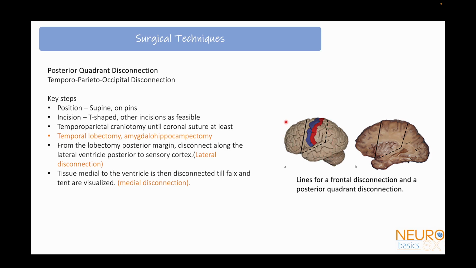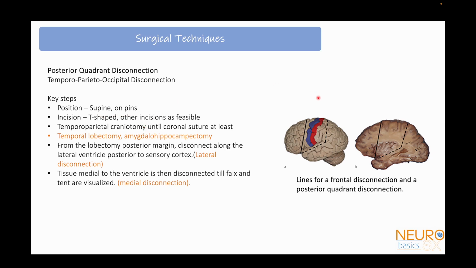In this image, you can see the lines to follow for a frontal disconnection. As you can see, it would be anterior to the motor cortex, and this is the line to follow for a posterior disconnection. It is posterior to the entire motor sensory strip. For these patients, the positioning and the incision are quite straightforward. The patient is positioned supine on pins. You can take a T-shaped incision for good exposure. Other incisions are also feasible.